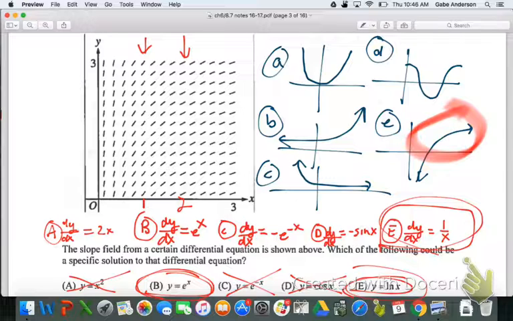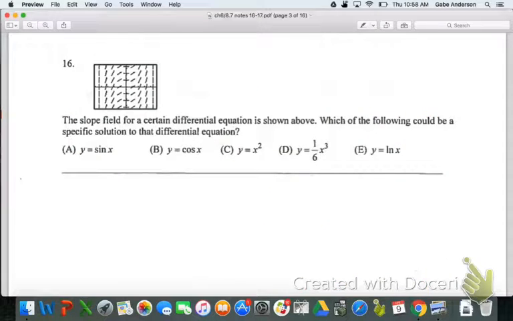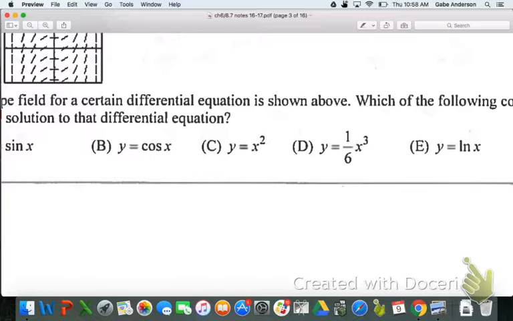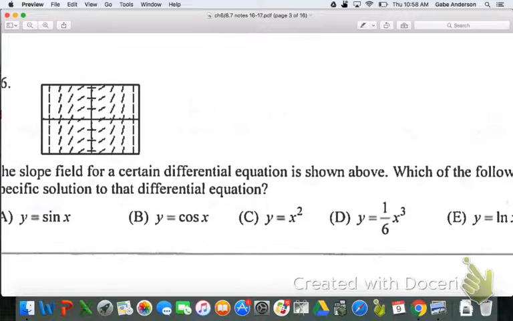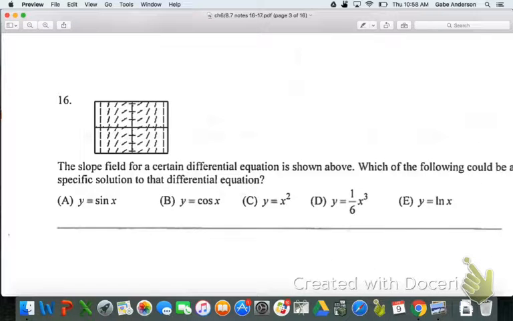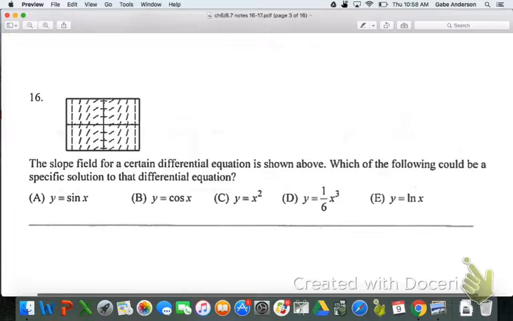Okay, so maybe armed with that, our final one for the day might actually be pretty straightforward for you. So let's look at the last. Okay, so the slope field for a certain differential equation is shown above. Which of the following could be a specific solution to that differential equation? Let me do a little zooming so you can see a little easier, perhaps. Yeah, that's too much. There we go.